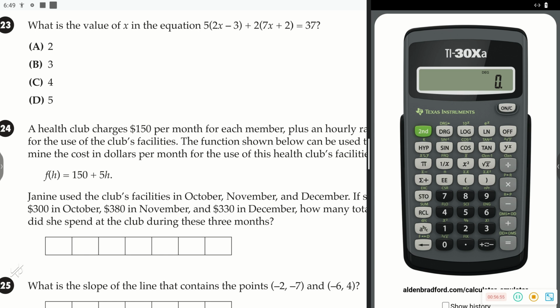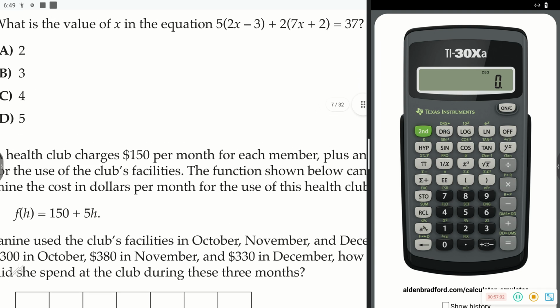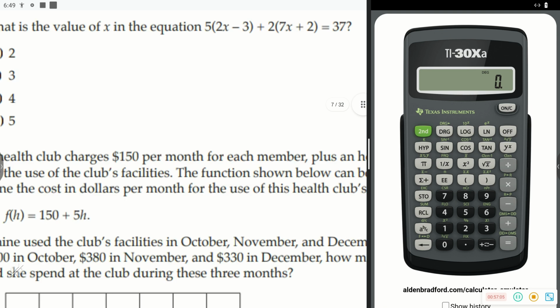What is the value of x in this equation? So all we have to do is solve this equation for x. That should be pretty easy. I'm going to make this a little bit bigger again so we can see. So those are the possible answers.